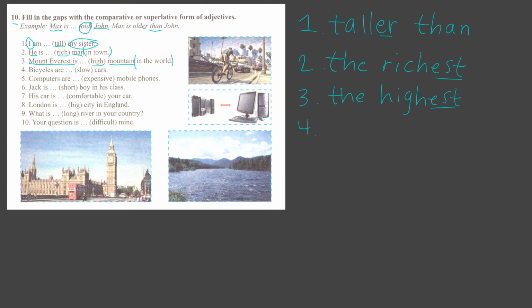Okay, number 4. Bicycles are blank cars. So in this sentence we have bicycles and cars. Those are two different things. So we know that this is a comparative sentence, and because slow is a short adjective, we can say bicycles are slower than cars.